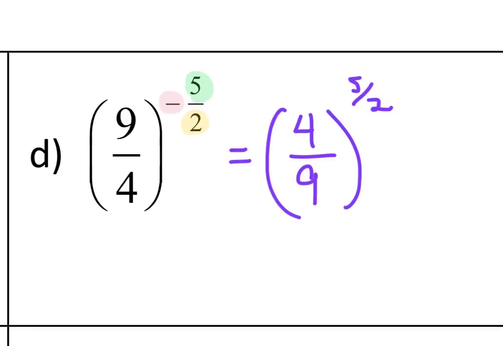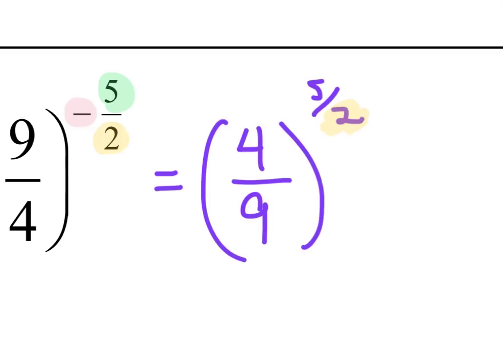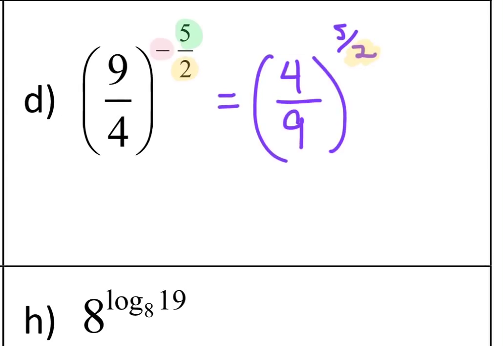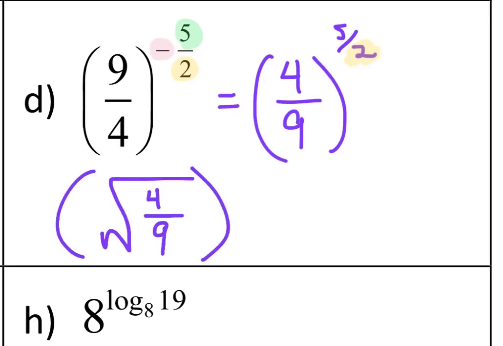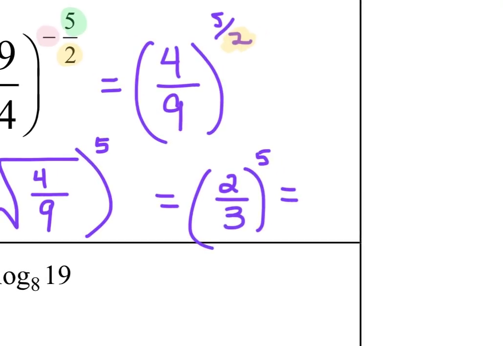Now I'm going to look at the square root of both of those. So I'm basically saying the square root of 4/9, and then I'm going to take that answer and take it to the 5th power. And so the square root of 4/9 is 2 over 3, and then 2 over 3 to the 5th power. 2 to the 5th is 32.